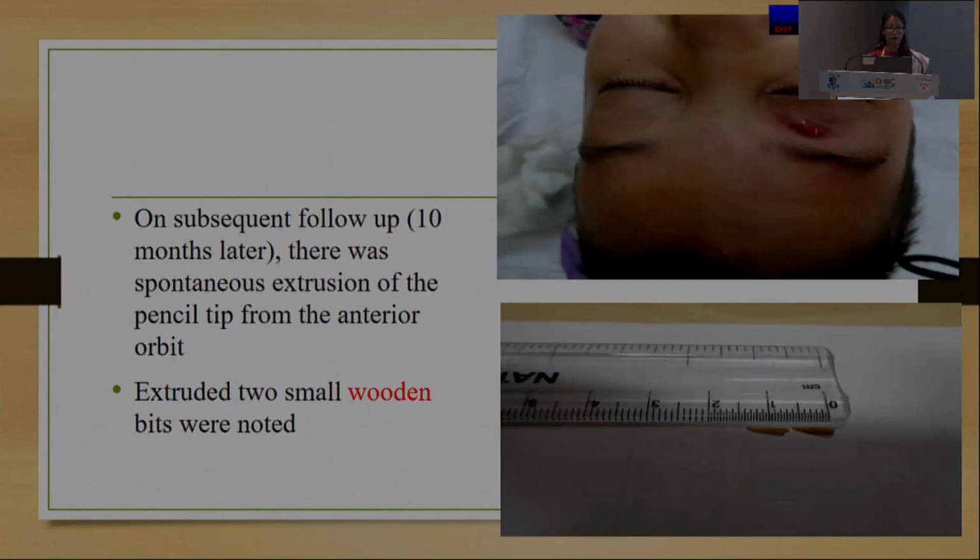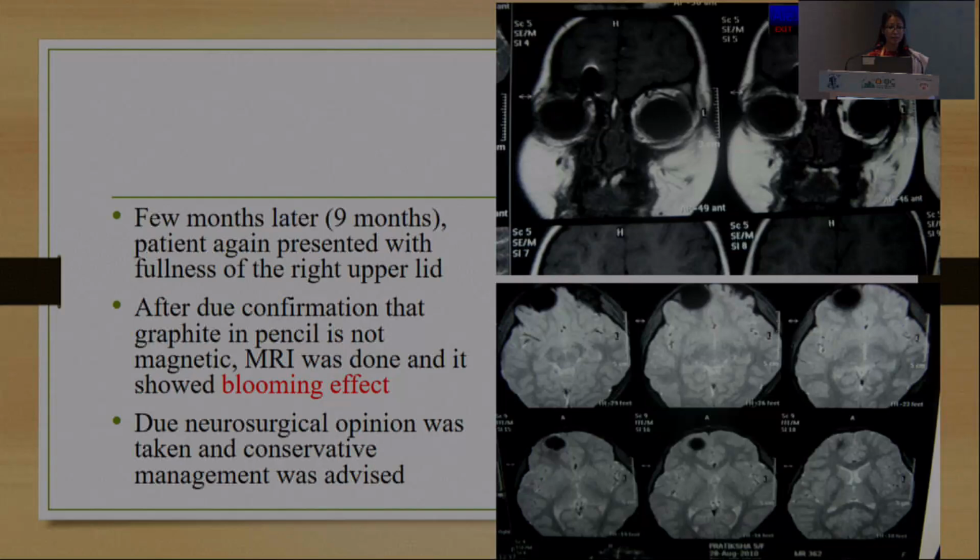Two small wooden bits were extruded, less than 1 centimeter in size. A few months later, 9 months later, the patient again presented with fullness of the right upper lid. After due confirmation that graphite in pencil is not magnetic, MRI was done and it showed a blooming effect. Due neurosurgical opinion was again taken and conservative management was again advised.